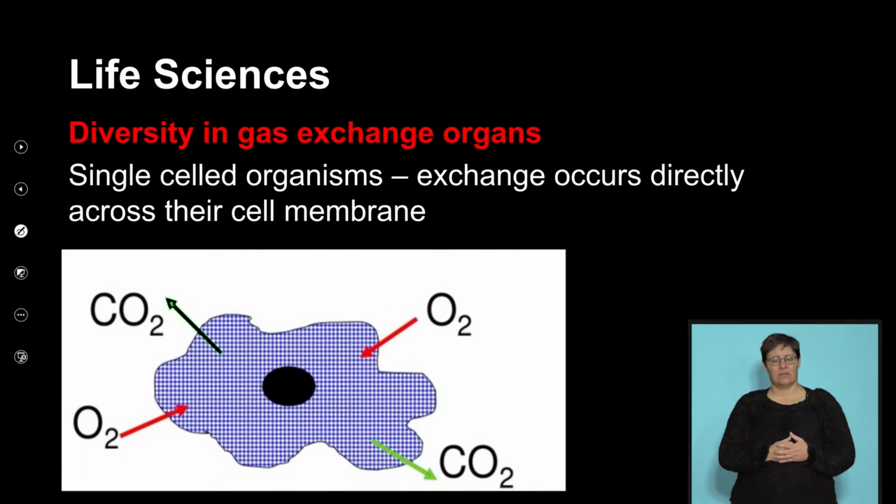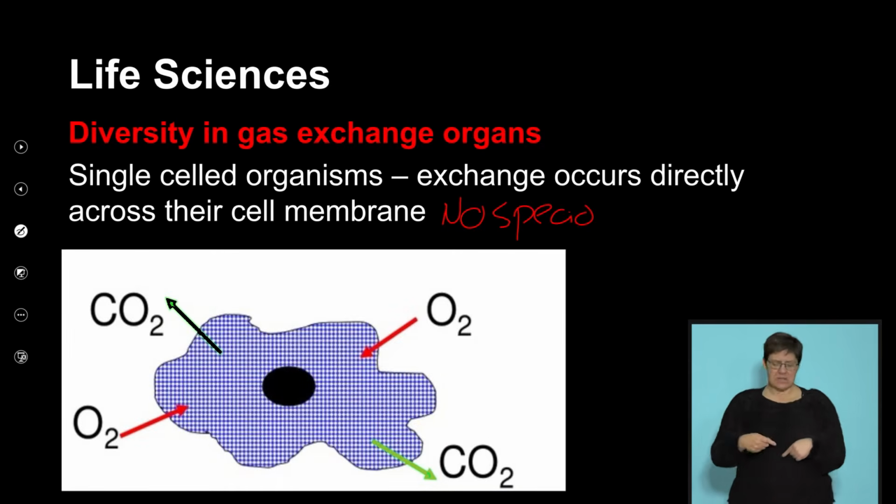So if I have a look over here, this is a single-celled organism called an amoeba. It's very small, it's got a very large surface area to volume ratio, and what happens is very simple. Exchange of gases occurs by diffusion. Oxygen comes in, carbon dioxide goes out across the cell membrane. It doesn't need any kind of special organs whatsoever.